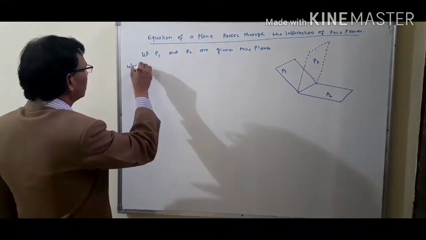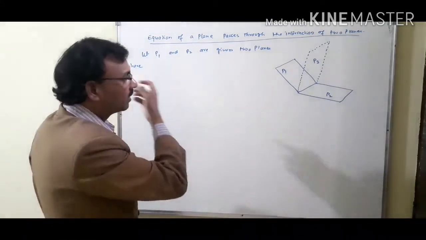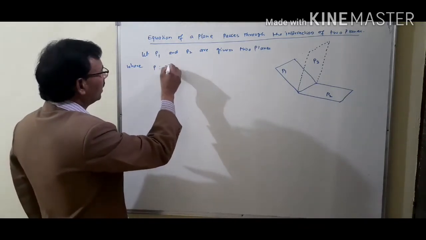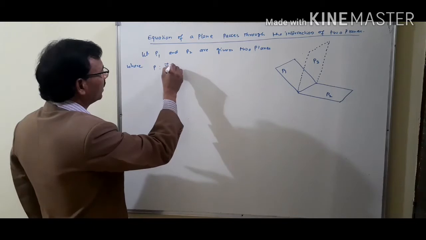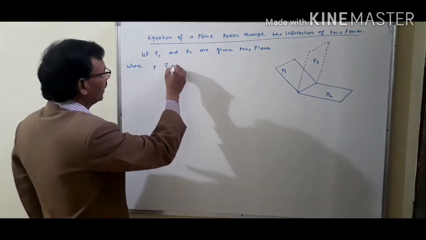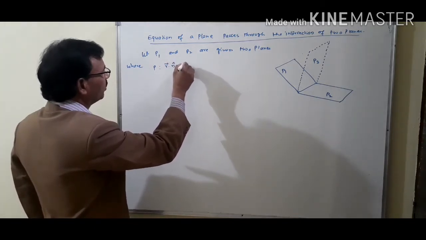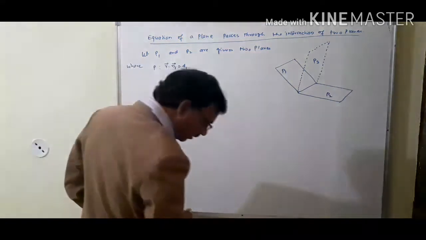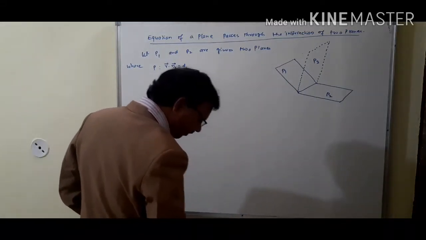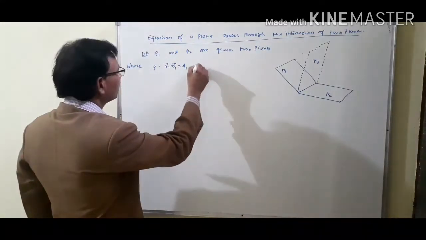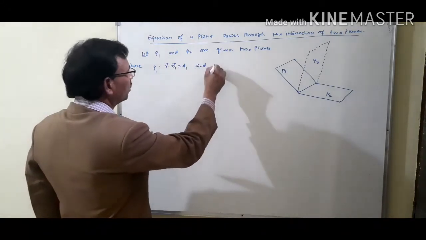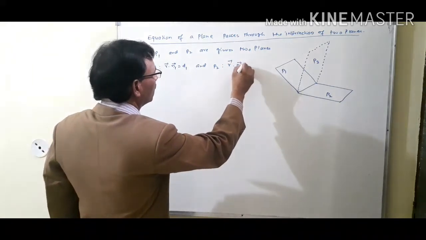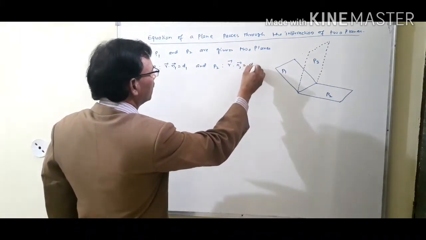where the equation of plane P1 in vector form is r dot n1 cap is equal to d1, and P2 is r dot n2 is equal to d2.